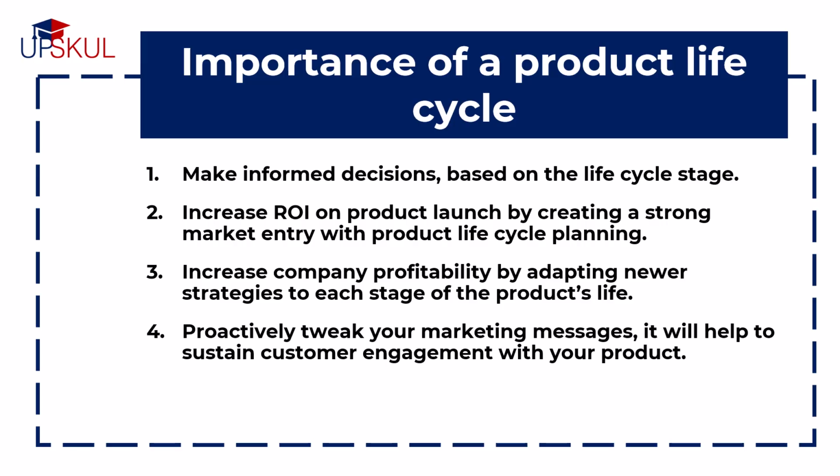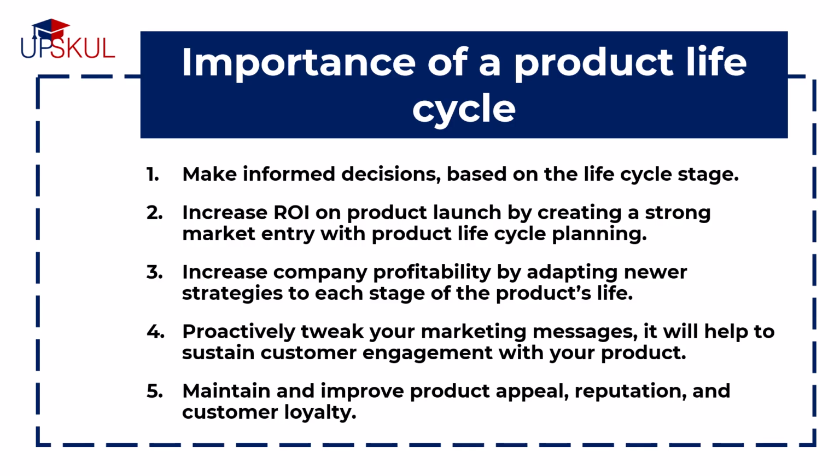Proactively tweak your marketing messages. Adjusting marketing messages and strategies, in line with the maturity of a product, will help to sustain customer engagement with your product. Maintain and improve product appeal, reputation, and customer loyalty. Product Lifecycle Management allows marketing teams to evaluate product appeal and introduce variations or make alterations to keep interest high. Effective Product Lifecycle Management helps to pinpoint strategies to boost customer engagement with a product and then sustain it across the product's entire lifetime.